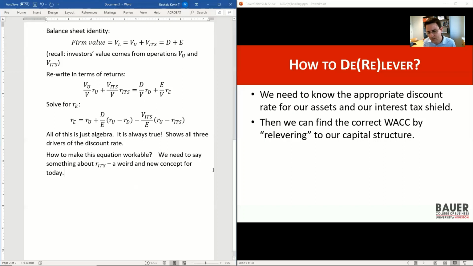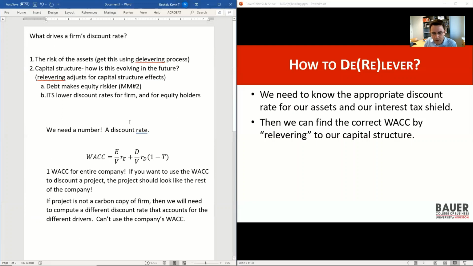We haven't talked about the risk of the tax shields. If we can put a number on those things, pin it down, then we can put this equation to work. What's going to drive the risk of the tax shields? It's going to depend on the capital structure evolution. We foreshadowed this above here.